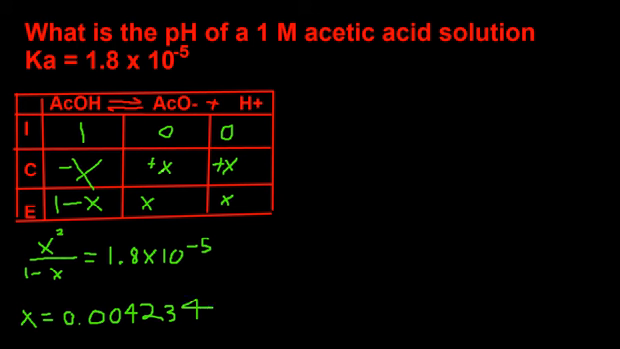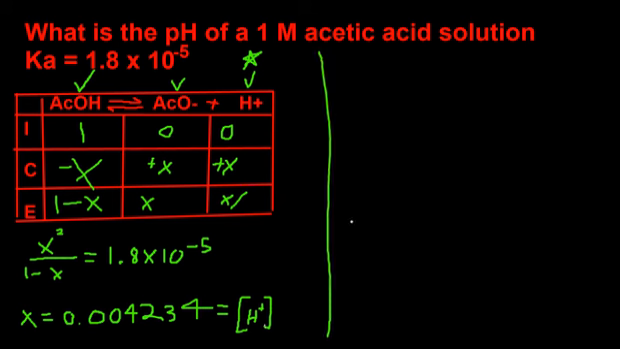Okay, so what does that tell you? Well, it tells you the concentration of our acetic acid, the concentration of our acetate, and the concentration of the proton. The only one we really care about now is the proton. Because the concentration of the proton is just X, this equals the concentration of protons. I guess I should say proton activity, but whatever.